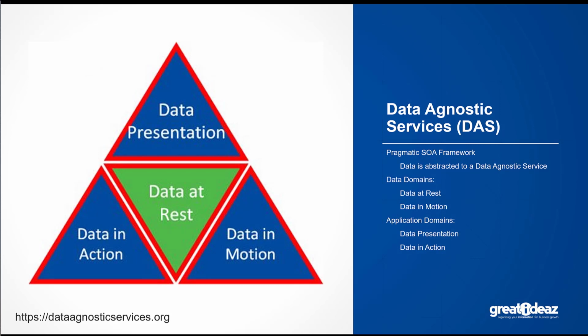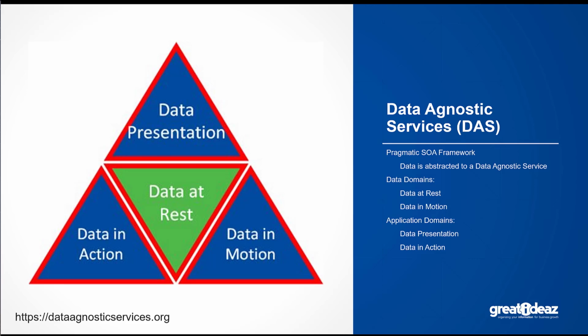Now, the most modern approach for dealing with enterprise architecture is based around service-oriented architecture. And one formulation of a service-oriented architecture approach that we're going to be adopting in this course and is used extensively within Great Ideas is this idea of data agnostic services. So essentially, data agnostic services is a pragmatic way of implementing a service-oriented architecture framework.